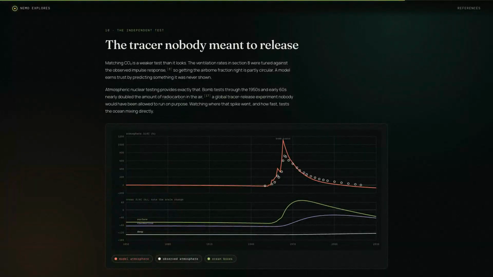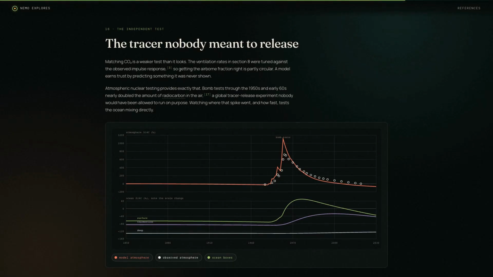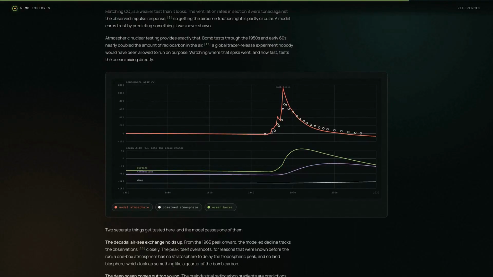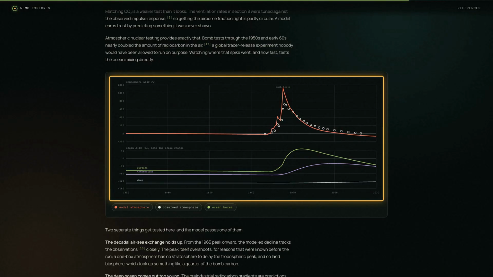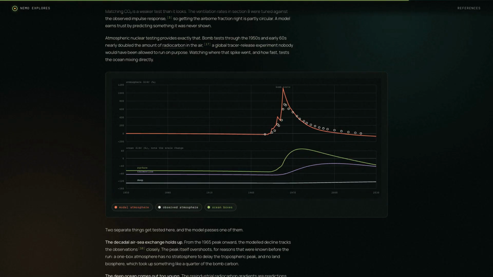But matching carbon dioxide is a weaker test than it looks, because the ocean mixing rates were tuned against the observed impulse response. A model earns trust by predicting something it was never shown. Nuclear testing provides exactly that. Bomb tests through the 1950s and 60s nearly doubled the radiocarbon in the air. A global tracer release nobody would ever have been allowed to run on purpose.